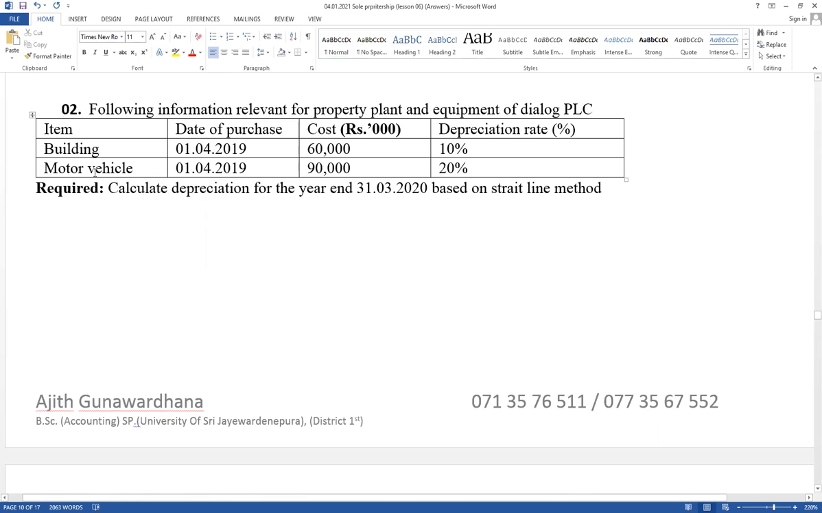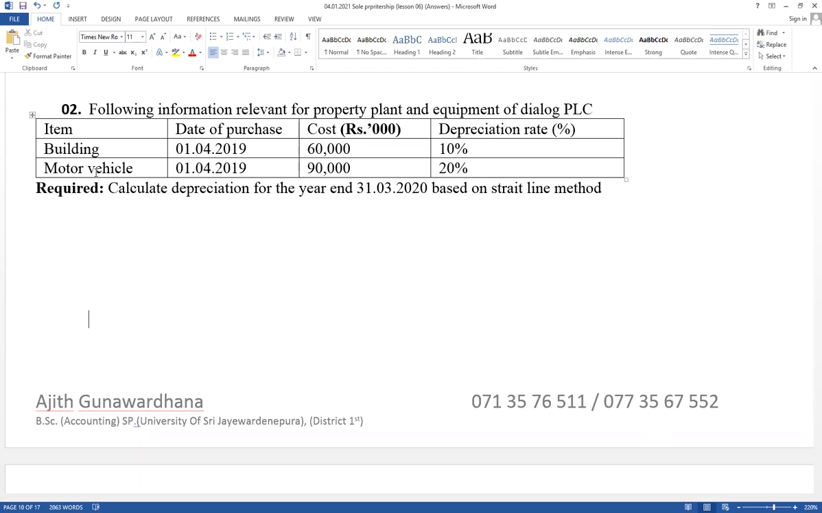Also given building and motor vehicle. Read carefully. Try to recognize how to calculate depreciation, straight line basis as well as reducing balance methods. Now think about this example. It has not given residual value. It has not given useful lifetime, but it has given a percentage.